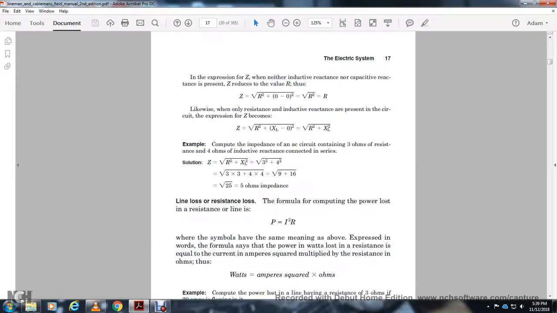In the expression for impedance, where there is neither inductive reactance nor capacitive reactance, the impedance reduces to the value of the ohms. The impedance is equal to the square root of the ohms squared plus 0 minus 0, so the impedance equals the ohms. Likewise, if only resistance and inductive reactance are present in the circuit, the expression for the impedance is as follows.